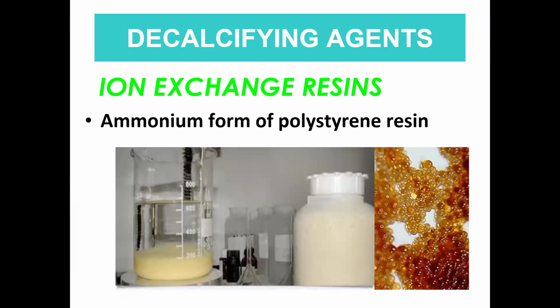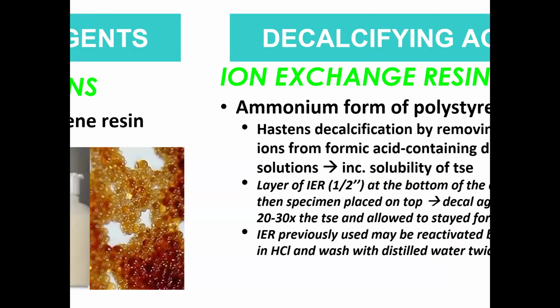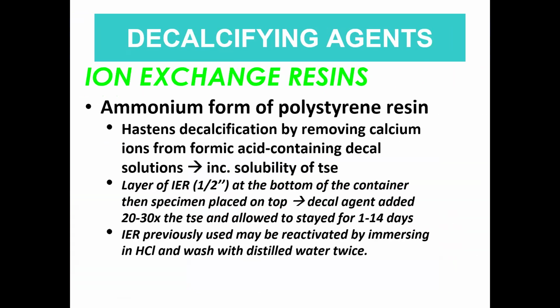Another agent is your ion exchange resin. This is the ammonium form of your polystyrene resin. Basically, this hastens your decalcification by removing the calcium ions from formic acid-containing decalcifying agents, therefore increasing the solubility of the tissue.